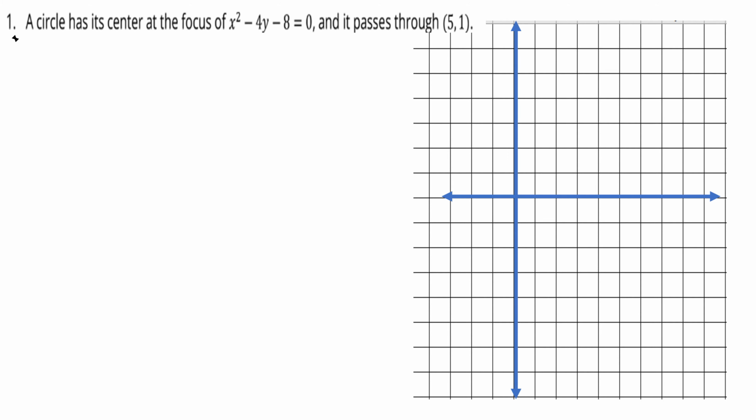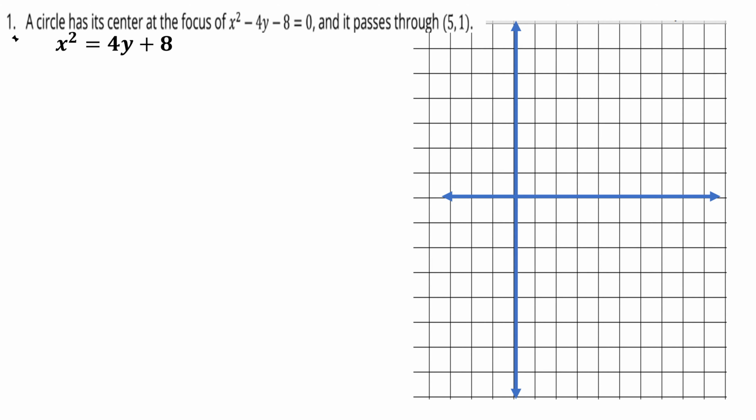Okay, so question number one. A circle has its center at the focus of x squared minus 4y minus 8 is equal to 0, and it passes through (5, 1). So by this problem, we can only find the center of the circle if we are done finding the focus of the given equation, which is a parabola.